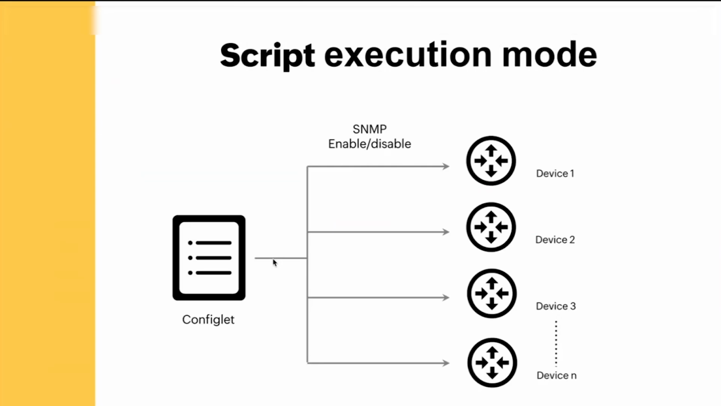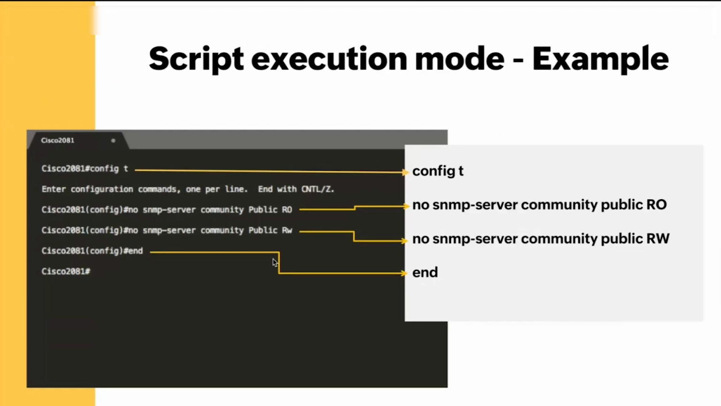Here, commands are executed in sequential order for the devices present. It is used for simple commands, such as to enable or disable SNMP on a number of devices or for importing banners. This is an example of a script execution mode command. As you can see, on your left in black is PuTTY, and on the right is the configured content area of Network Configuration Manager. Let me show you how this works in the UI of Network Configuration Manager.